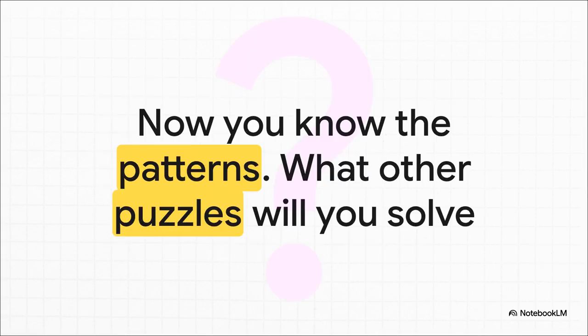So there you have it. You've just decoded one of the most confusing parts of English. These rules and their crazy exceptions aren't roadblocks anymore. They're tools in your language toolbox. So the only question left is, what are you going to build with them? What other English language puzzles are you ready to solve now?